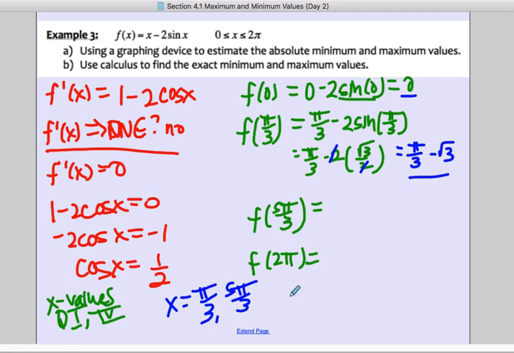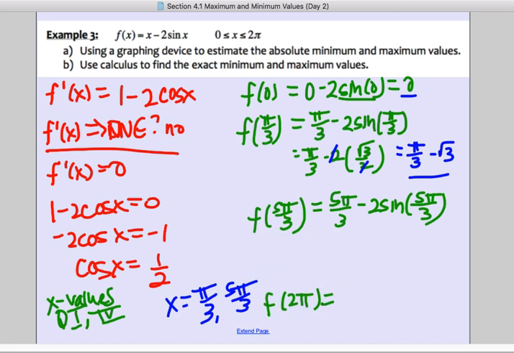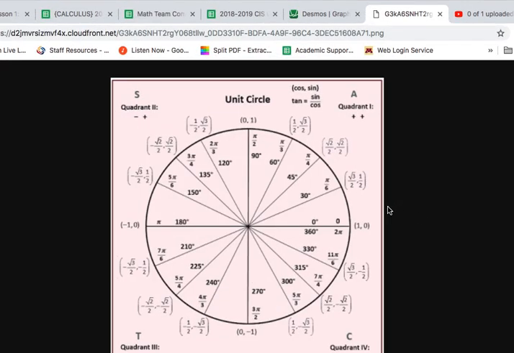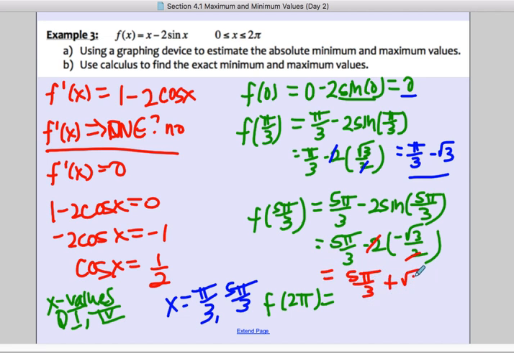Okay. So we got 0, we got this. Now I have to plug in 5 pi over 3. So I have 5 pi over 3 minus 2 sine of 5 pi over 3. Once again, look at our unit circle. 5 pi over 3 right here is negative square root of 3 over 2 for my sine value. So it's negative 2 times negative square root of 3 over 2. Once again the 2's will cancel, but negative negative makes it positive, so my exact answer would be 5 pi over 3 plus square root of 3.